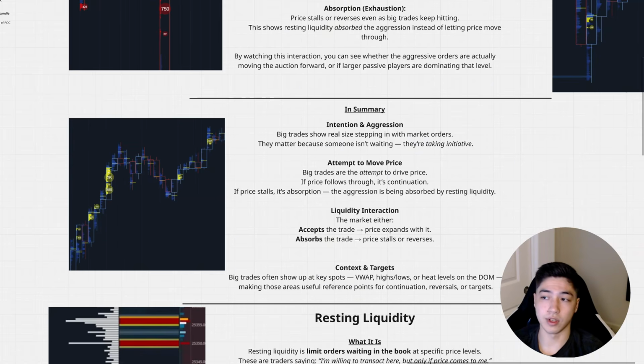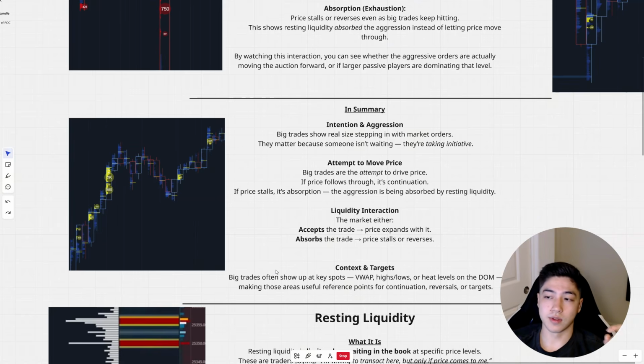So it might be aggression being absorbed by resting liquidity, essentially saying that they're getting dominated at that level and they're not going to break through it. So the market's either going to accept the trade and price is going to expand with it, or it's going to absorb those trades and price is going to stall and then potentially reverse.